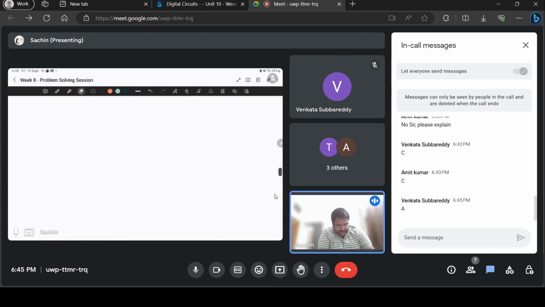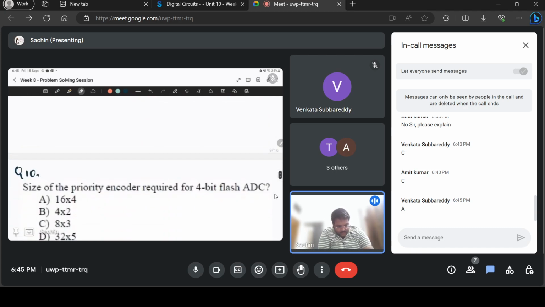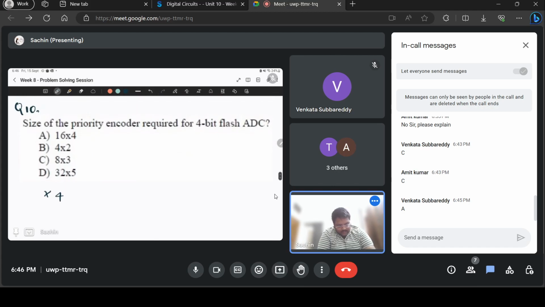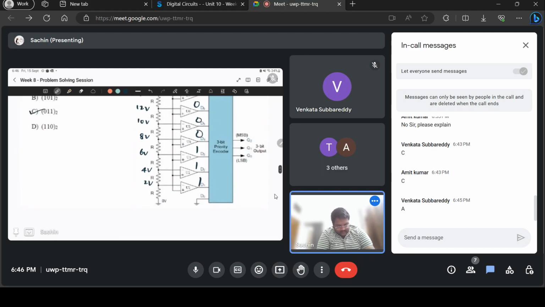You can see from the circuit that the number of output lines in the encoder must be equal to the number of bits that you want. So it must be something by 4 encoder. There's only one option like that, so it should be the first option. And why should it be 16?